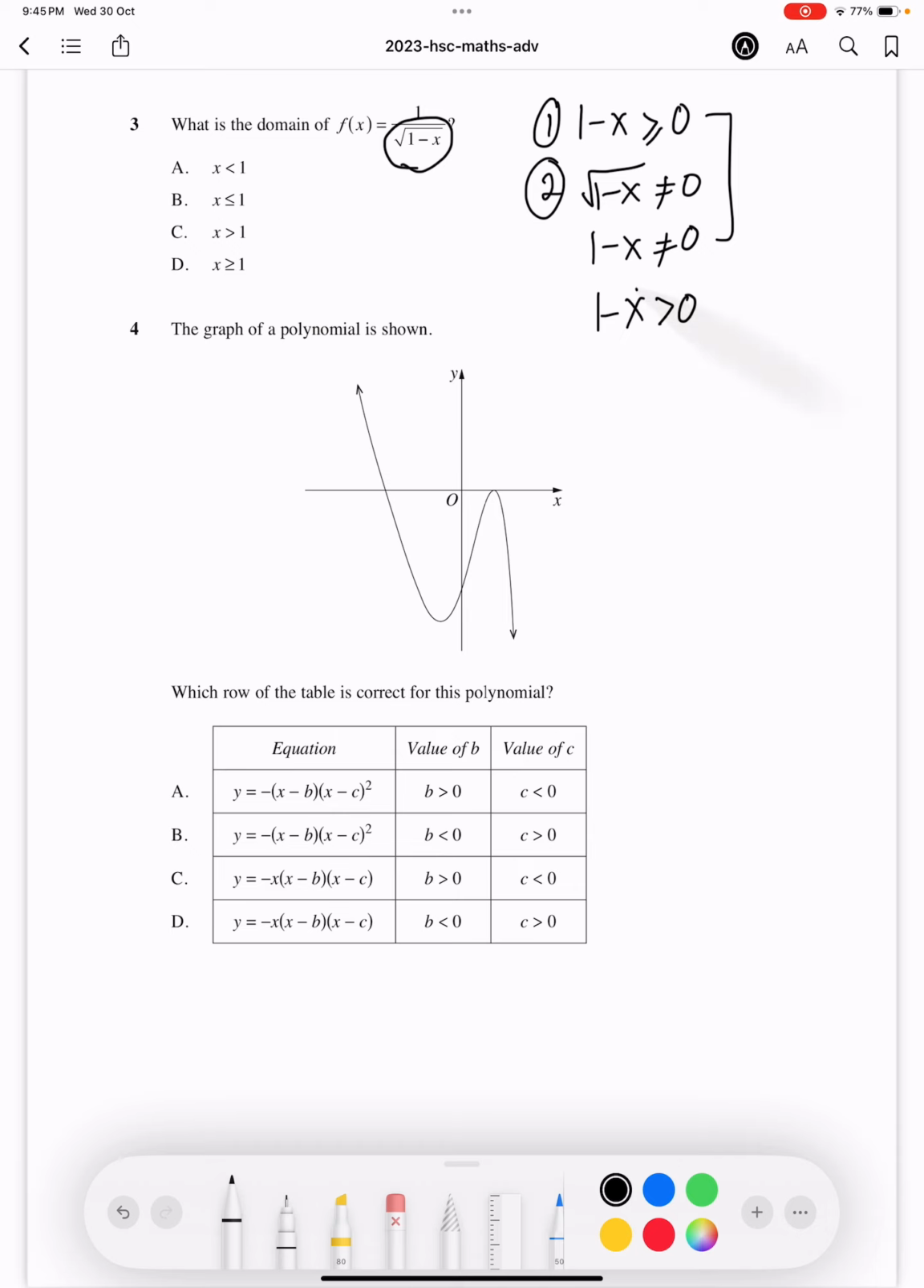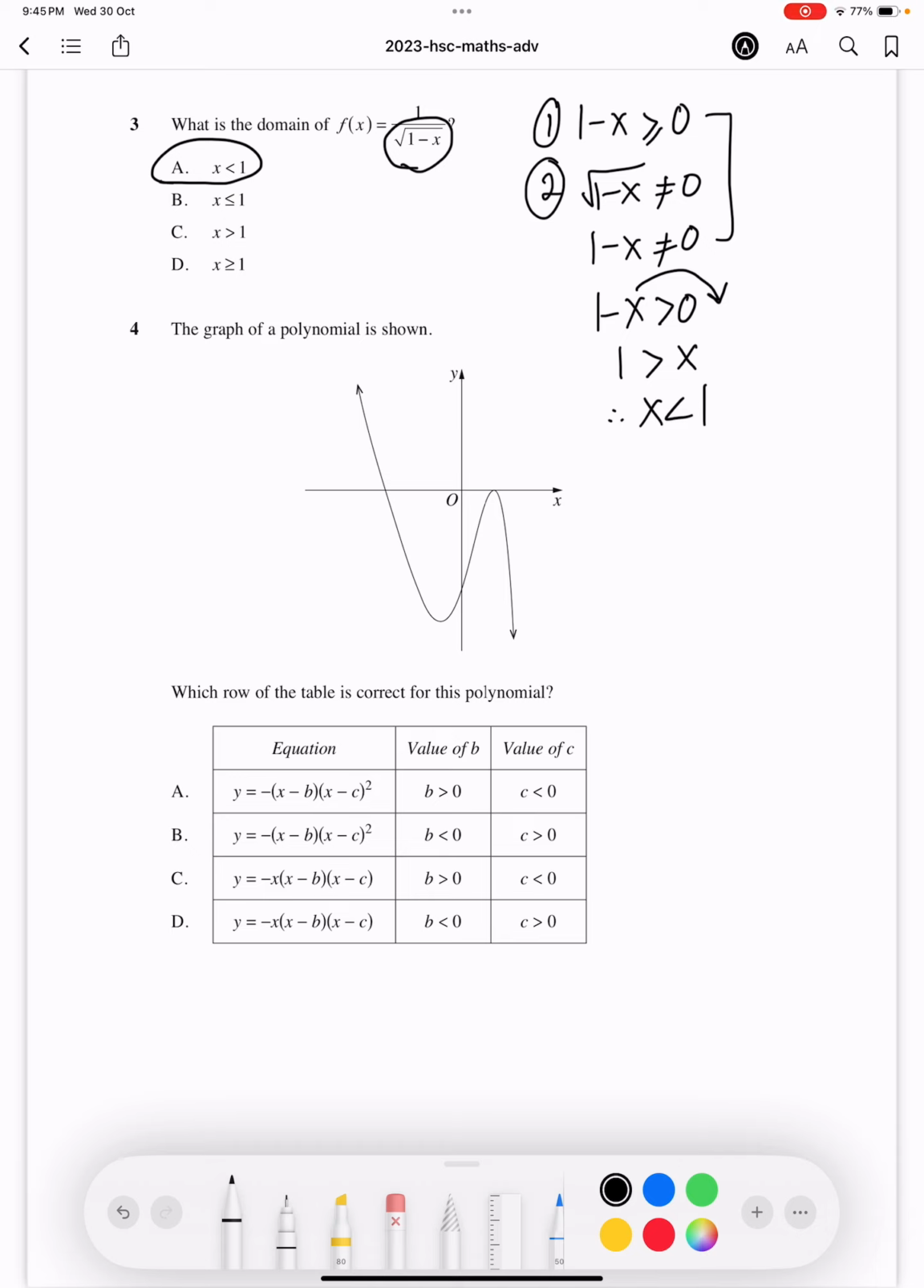So let's move this minus x to the other side. And we get 1 is greater than x. If 1 is greater than x, therefore that means that x is less than 1. And so, automatically, that means A is the best answer for question 3.